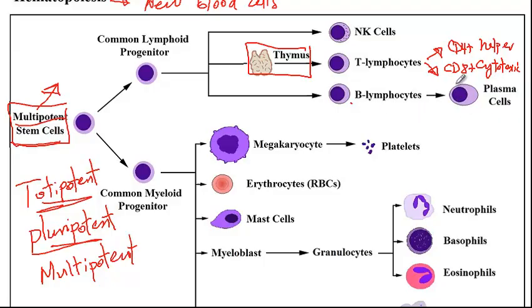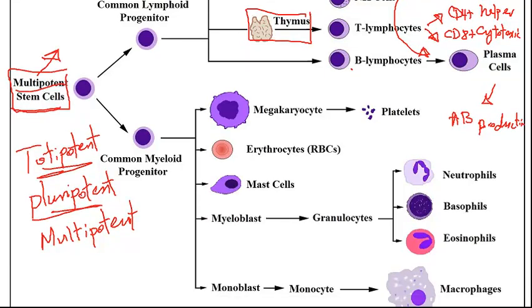Then we have B lymphocytes, which, with the help of the helper T cells, can convert into plasma cells for antibody production. Again, we will go over the function of every one of these cells in the immunology video of our lecture series.